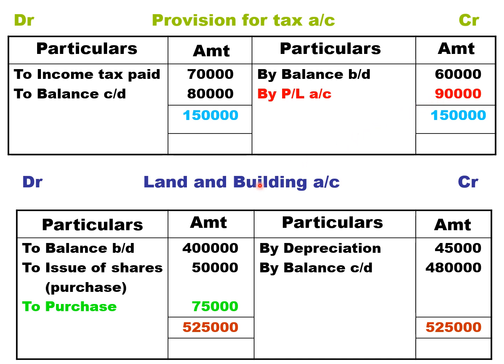Next we have land and building account, students. It's an asset. So to balance brought down 4 lakh. We have purchased land and building 50,000 by issuing share, as per adjustment number 2. Then adjustment number 4, we have depreciation. Then take down the closing balance. So total the credit side, because credit side is more, 5,25,000 minus 4 lakh minus 50,000, you get 75,000. It's called additional purchase of land and building.